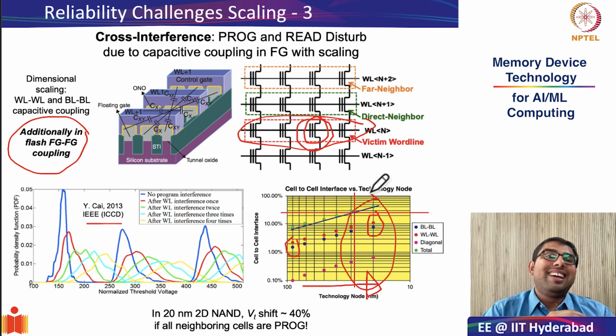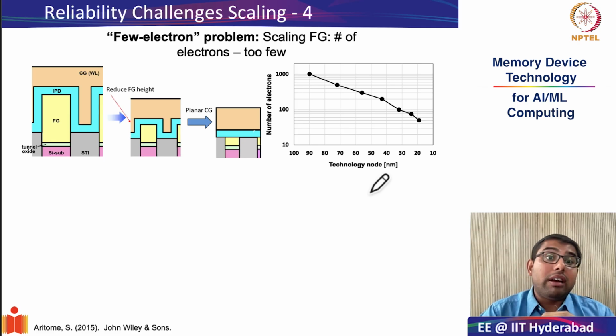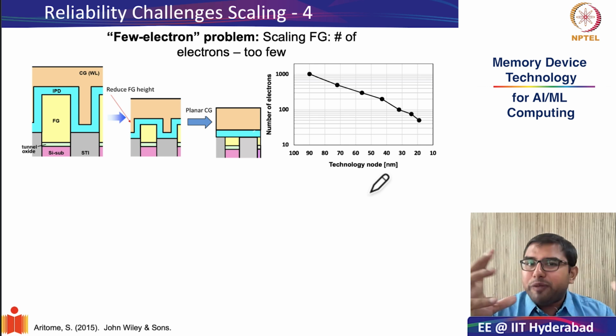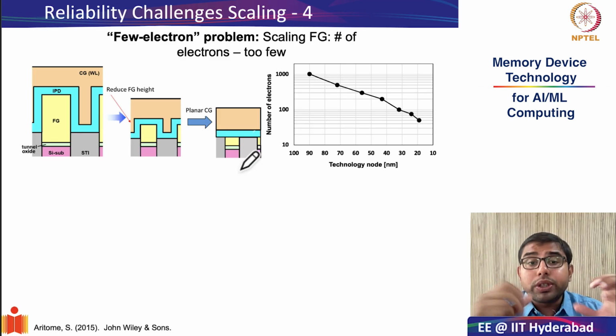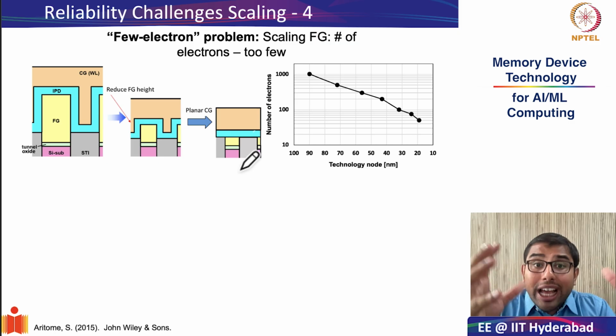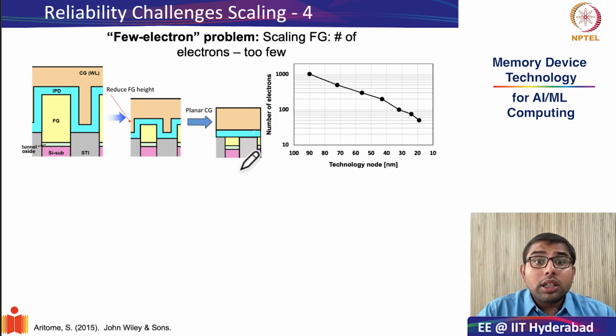The final and the most important reliability challenge is called the few electron problem. So what is this few electron problem? It is very easy to understand. When you are reducing the overall dimensions of your 2D NAND flash cell, you are also reducing the dimensions of your floating gate. Now remember, the floating gate is the most important functional layer. So as you reduce the size of the floating gate or the volume of the floating gate, the number of electrons it can hold will also reduce.